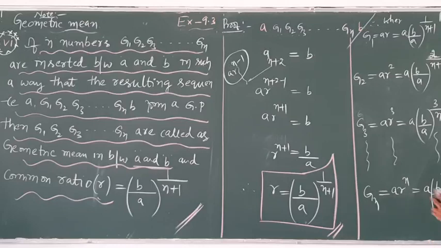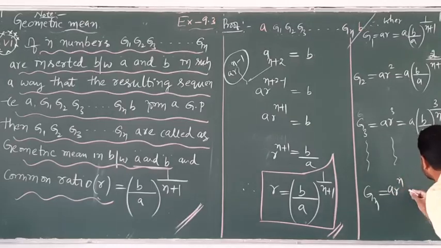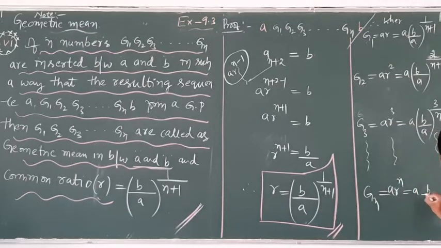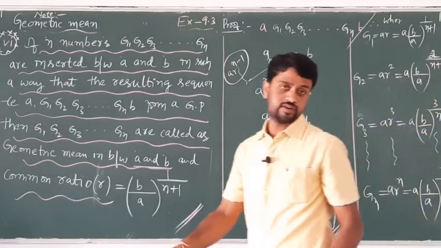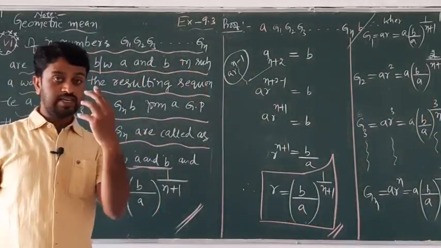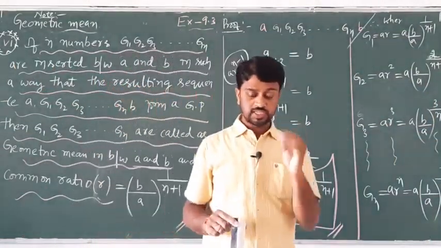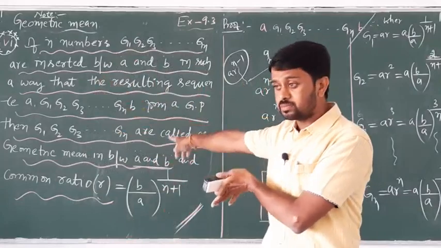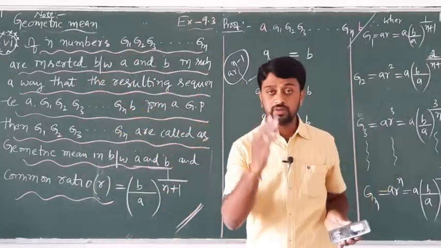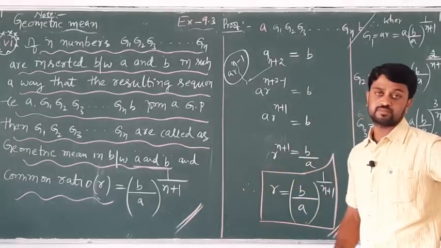Last step. Listen here: A into R power of n is equal to A into (B by A) whole power of n divided by n plus 1. It's one of the very important concepts. What is the common ratio? Here n numbers are inserted between A and B, then G1, G2, G3 up to Gn are the geometric means between A and B, and the common ratio R is equal to (B by A) whole power of 1 by n plus 1.